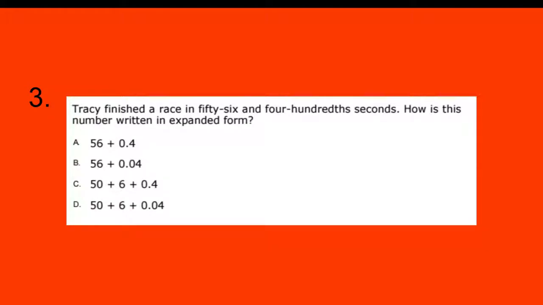Looking at question number 3. Question number 3 said, Tracy finished a race in 56 4/4 seconds. How is this number written in expanded form? We've talked about beforehand expanded form being breaking it up into the smallest amount. Therefore, I have to break up each value. I have to break up the 50, I have to break up the 6, I have to break up the 400s. I cannot keep the 56 together and just add on the 400s. That's not breaking it up into expanded form.